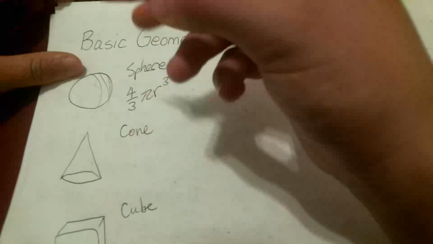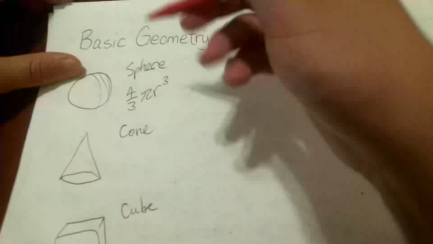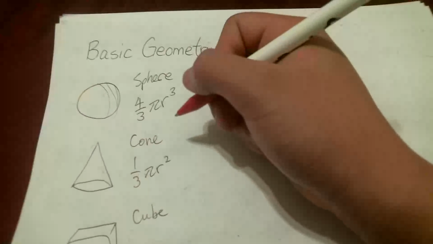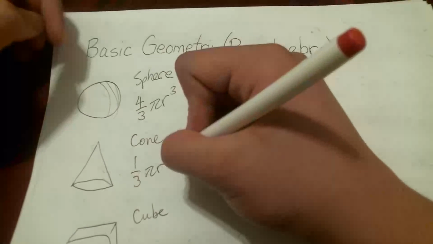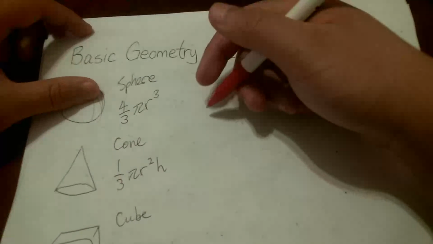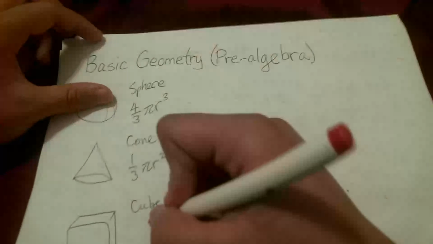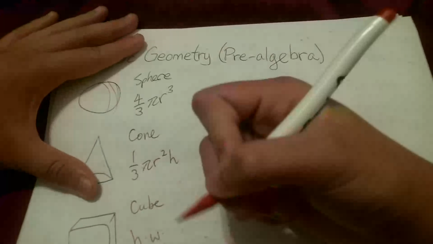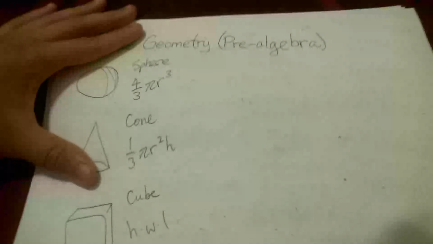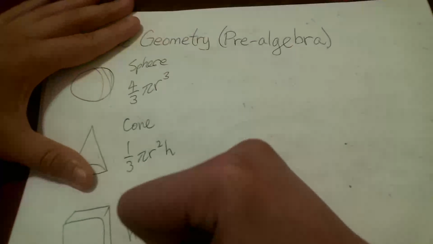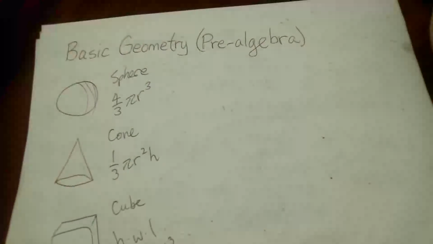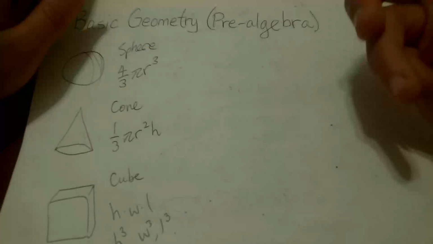For a cone, the formula for finding the volume of that would be 1/3 pi r squared times h. And then the next one, which is the cube, would just be the height times the width times the length. Or since all three of those are the same, it can also be represented as h to the power 3, w to the power 3, or l to the power 3. So those three don't really matter, but they will still get you the same answer.